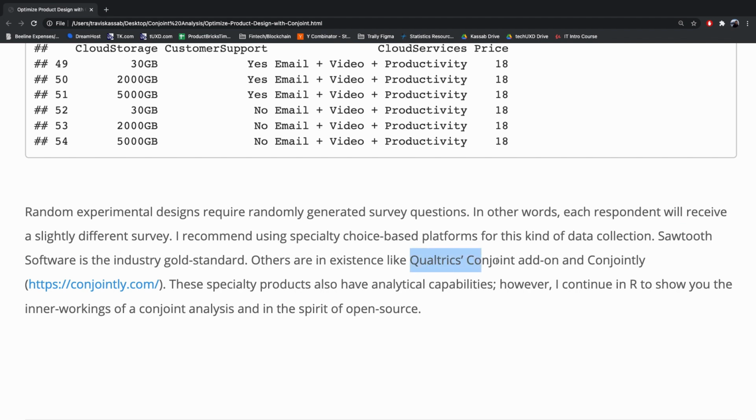I know Qualtrics has a conjoint module that you can add on, and then there's specialty software, I think one called Conjointly, that specializes in this. They probably have really nice dashboards where, when you're designing the survey up front, you set these parameters, you tell it what the attributes and levels are, and it automatically generates these surveys that you can then give to the respondents. So I would definitely recommend using these specialty software for data collection. I don't think that you can do it manually in something like Qualtrics.